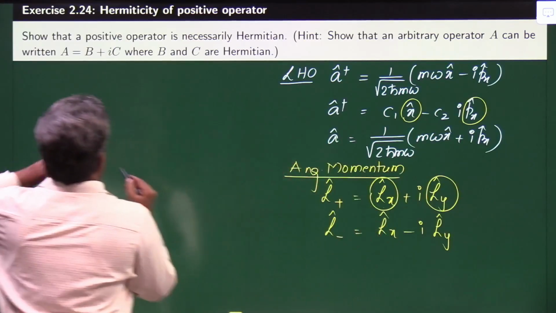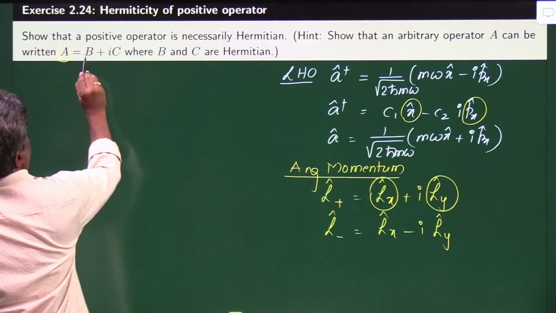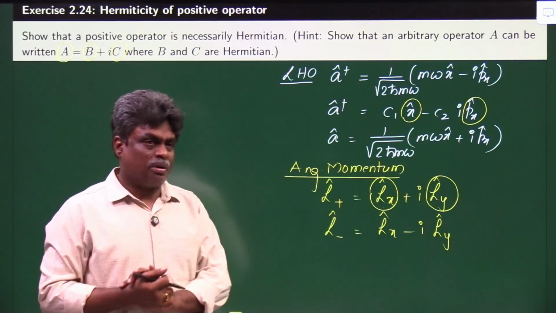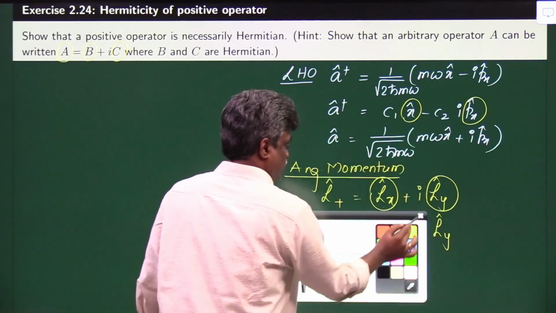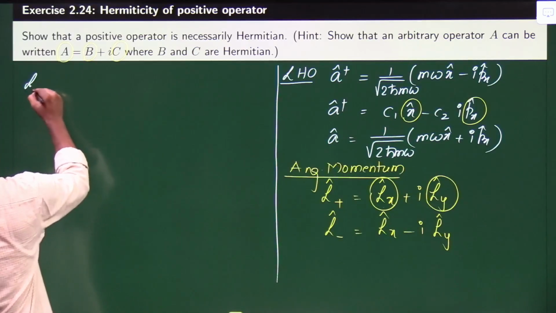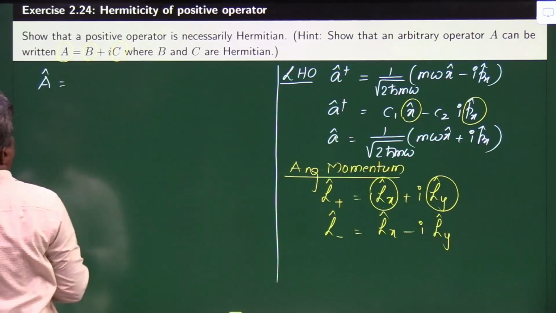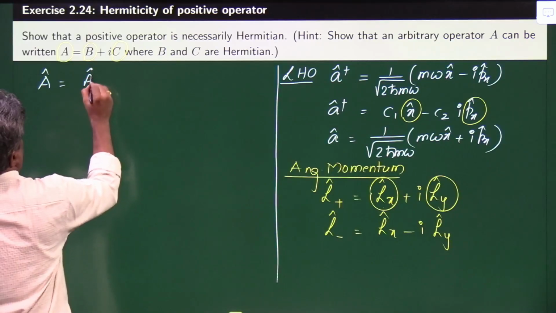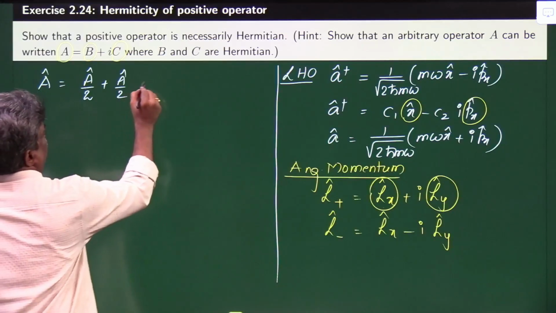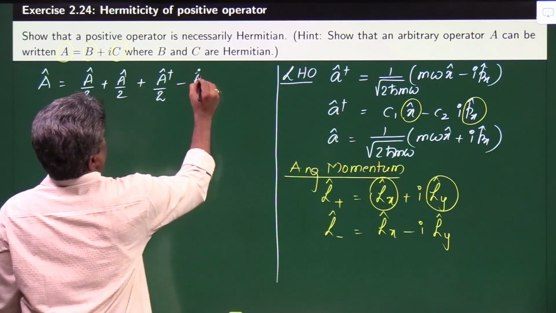Similarly, here they are asking that any arbitrary operator A can be written as a linear combination of two Hermitian operators B and C. This is what we have to show. Okay, let us proceed. Just consider A, that's it. This is the A cap. I can write it as A cap by 2 plus A cap by 2, no issue. And after that, plus A dagger by 2 and minus A dagger by 2.